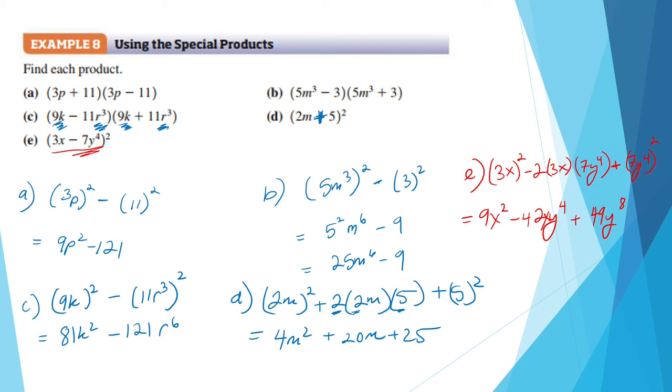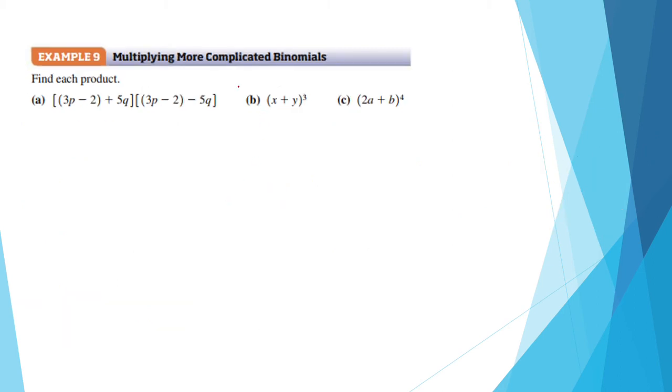So these questions aren't too hard, but you do need to remember the formula. Example 9, find each product. Of course these are going to be more complicated, but we're still going to use the same formulas. This is one term that's the same as this term. This term is the same as this term. The only difference is the plus and the minus. So I'm going to use the formula (x plus y) times (x minus y) equals x squared minus y squared.